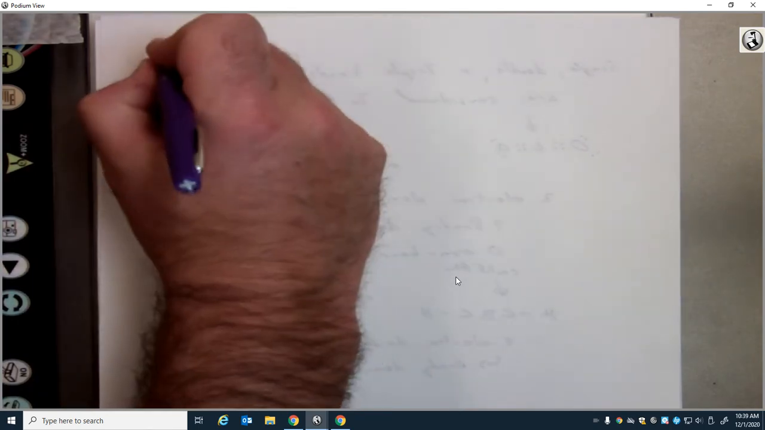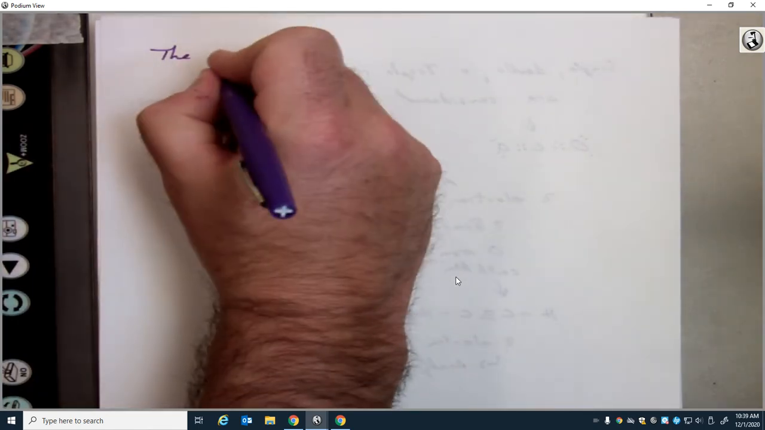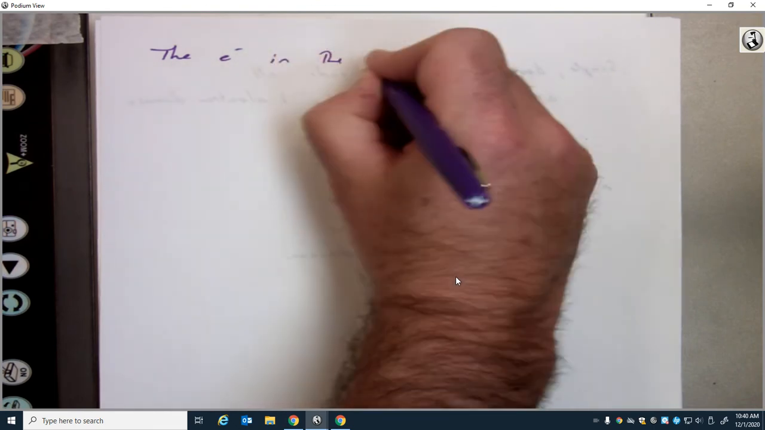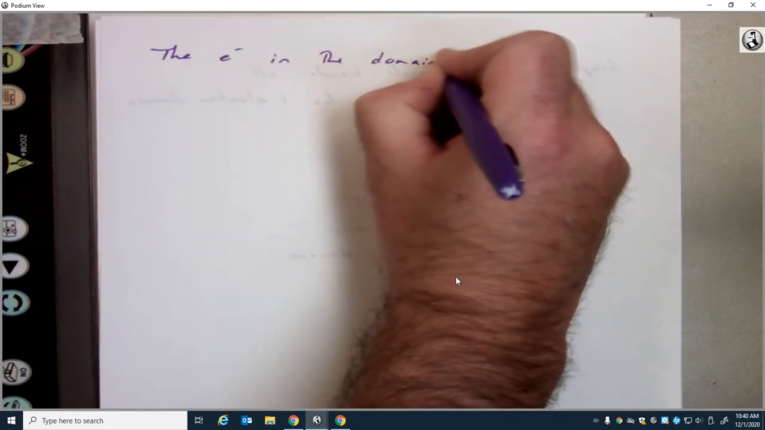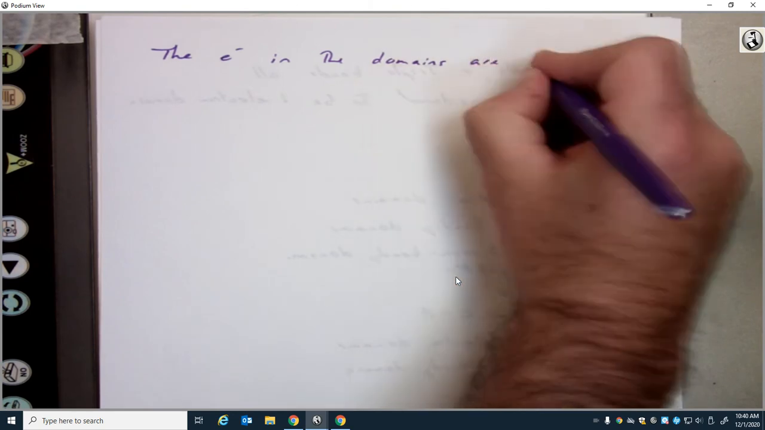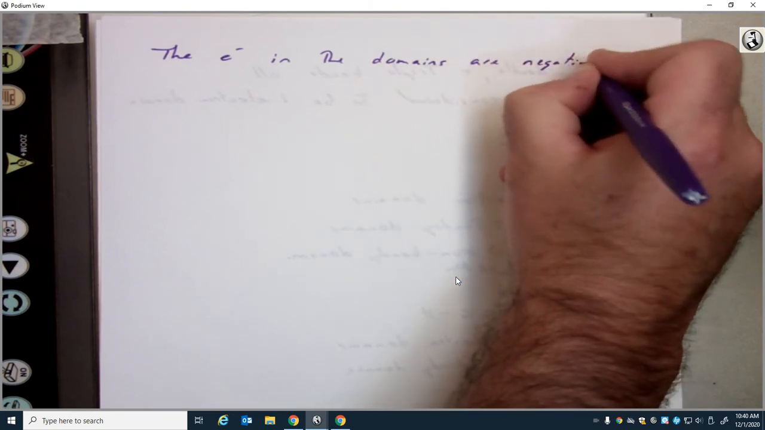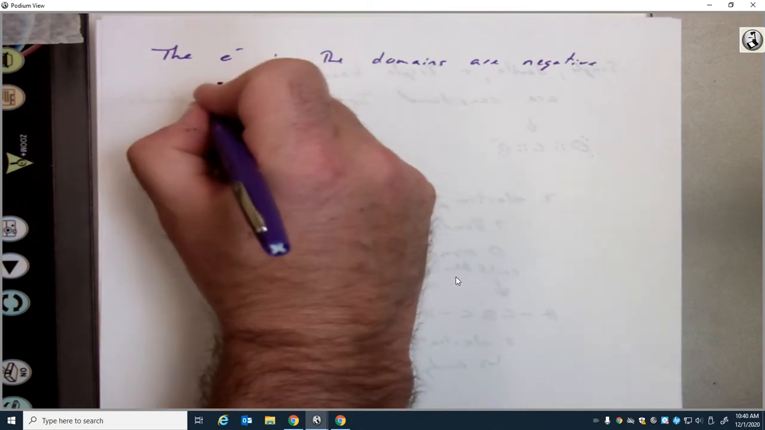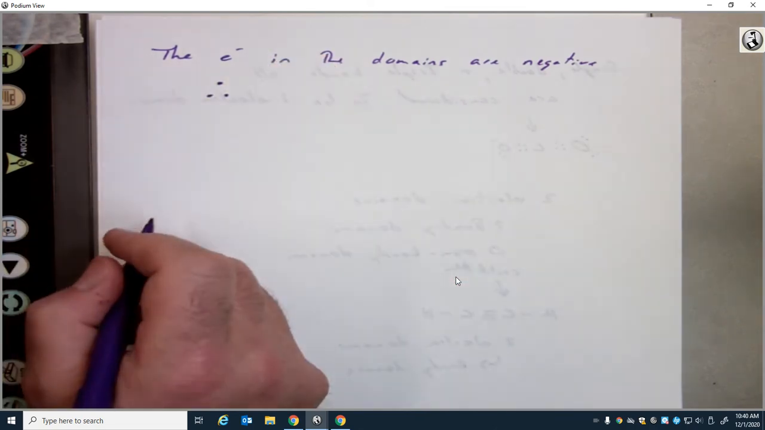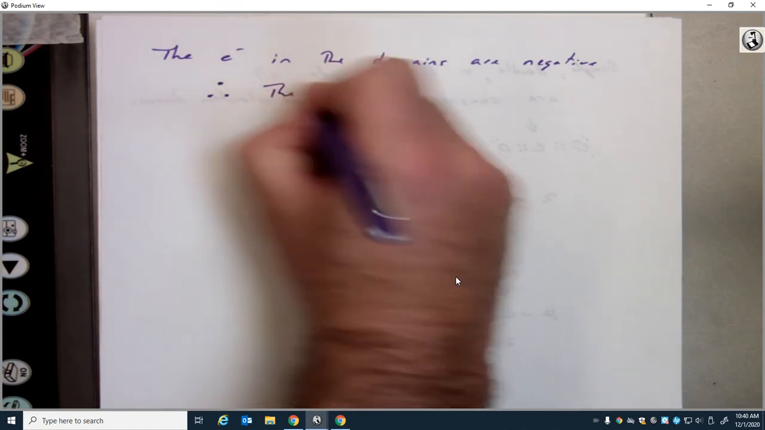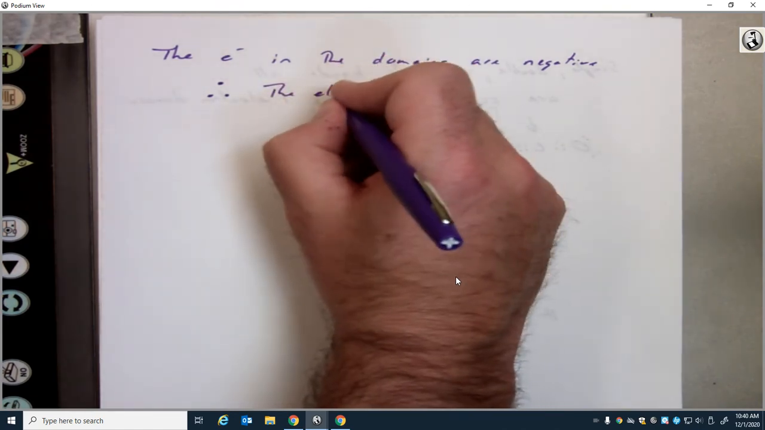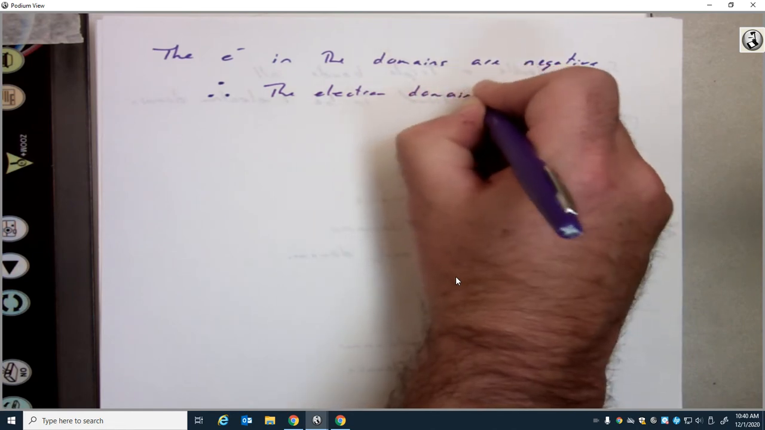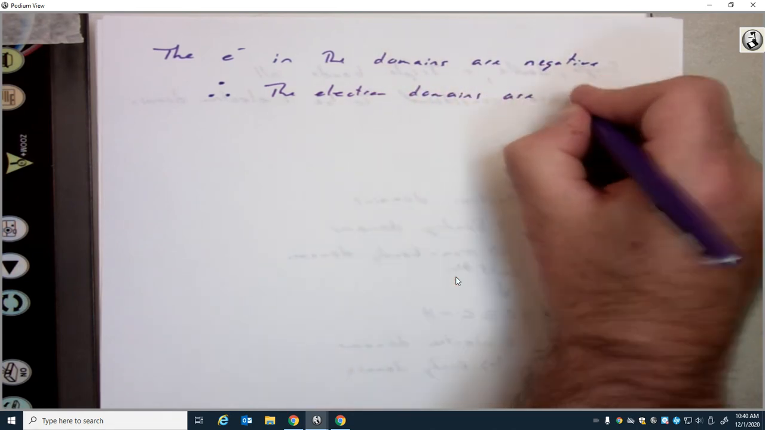Now, the electrons in the domains are negative. They're all negative. So if the electrons in the domains are negative, that means the electron domains themselves are negative.